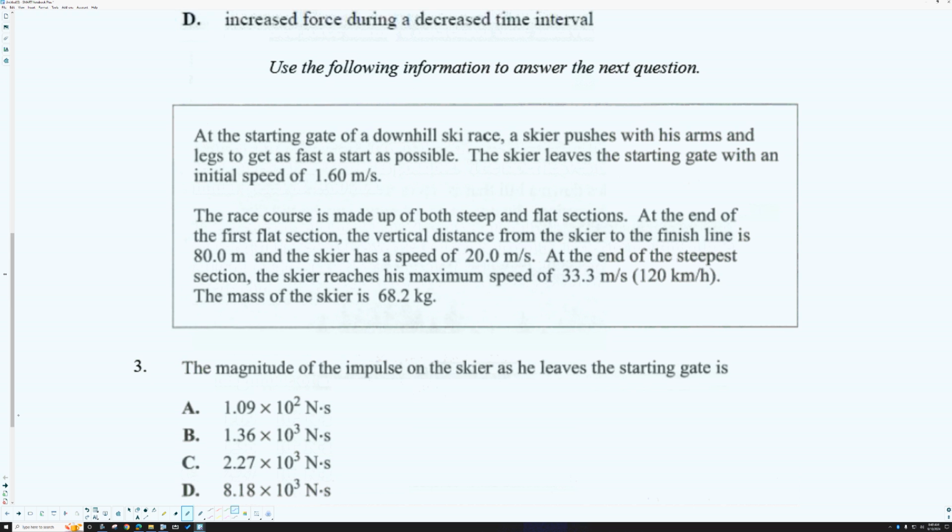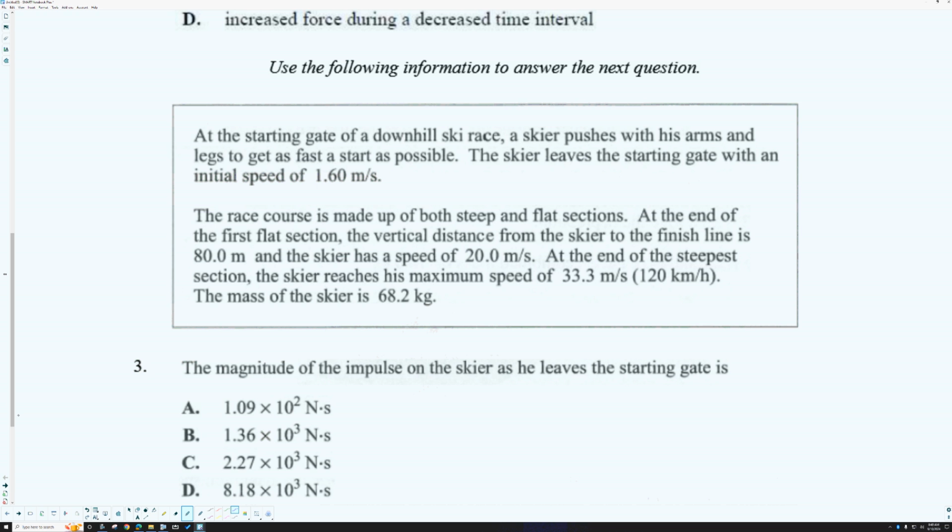Okay, we got some information here about a skier leaving the gate. I've told you before, when we see this information, we're going to skim it. We know that the majority of it's probably not going to be relevant. I think that always happens. Sometimes we get way more information than this, sometimes an entire page. Most of it's not relevant.